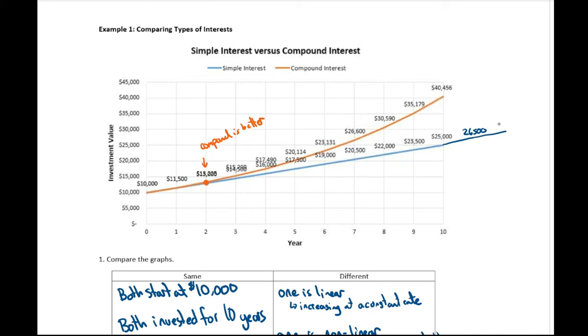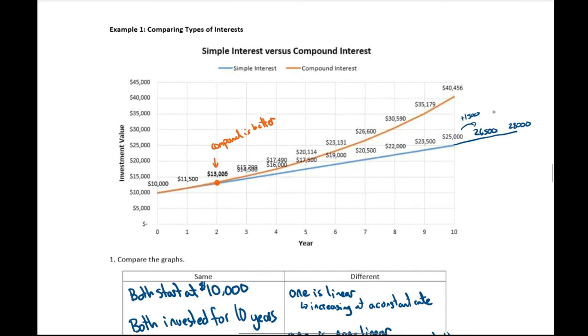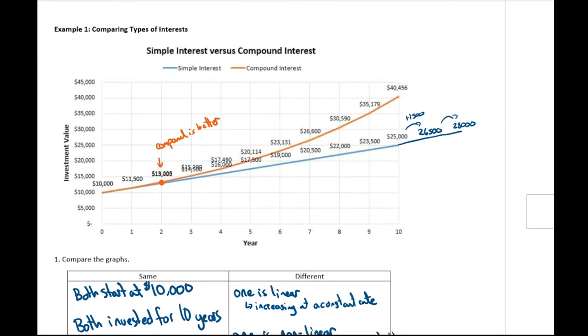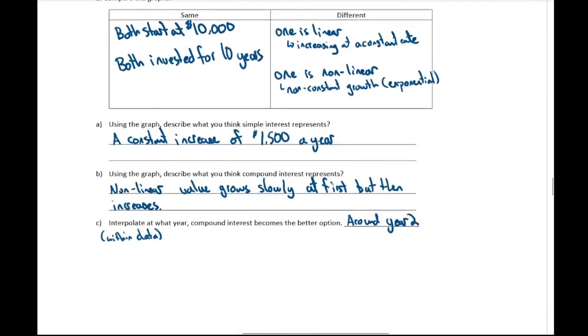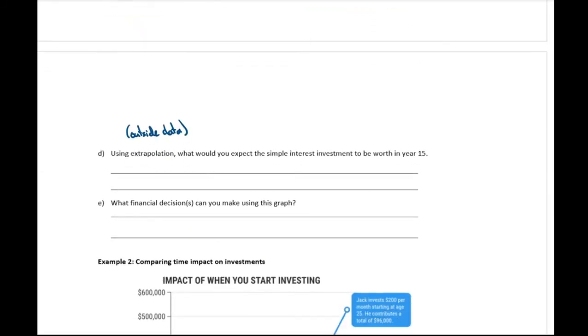So 26,500. Then we have 28,000 and so on. So we can keep on increasing by 1,500 every single year till we get to year 15. And by doing that, we should find that you should have around 32,500 in year 15.